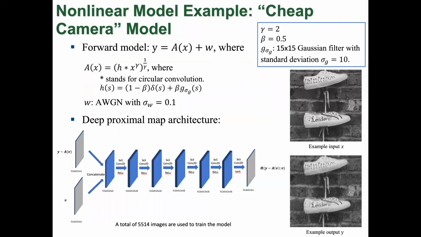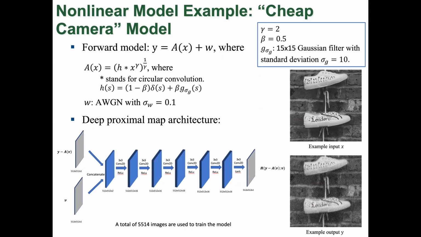We now try to perform some actual reconstruction using deep proximal map. We have a nonlinear camera model A of X defined as in the slides. Our input X is a typical image. We first gamma uncorrect X by raising it to the power of gamma. We then apply a low-pass filter H to the gamma uncorrected image. We finally gamma correct the output of the filter H by raising it to the power of 1 over gamma. On the right-hand side, we have an example input image X and example output image Y.